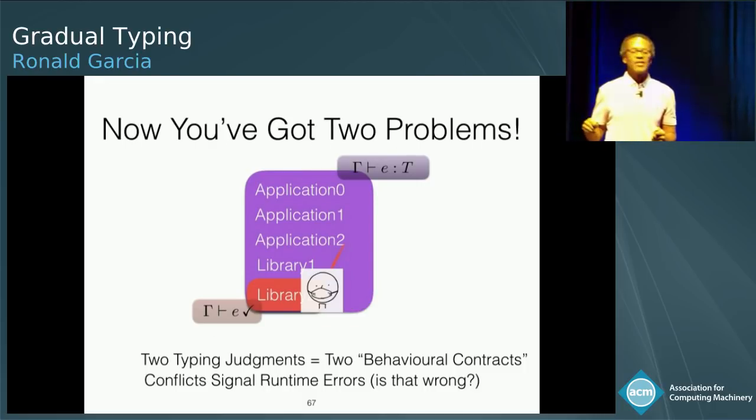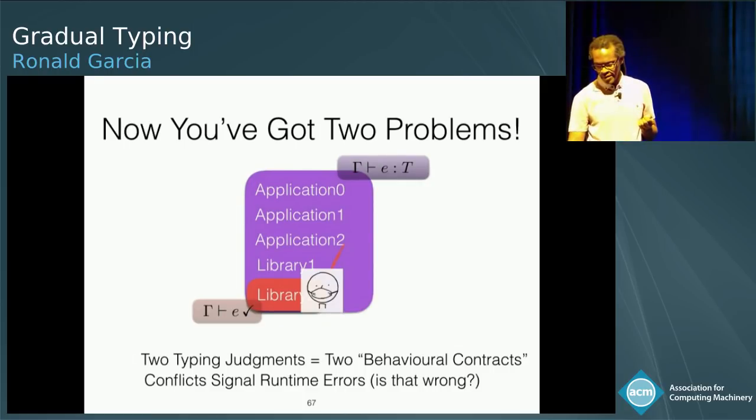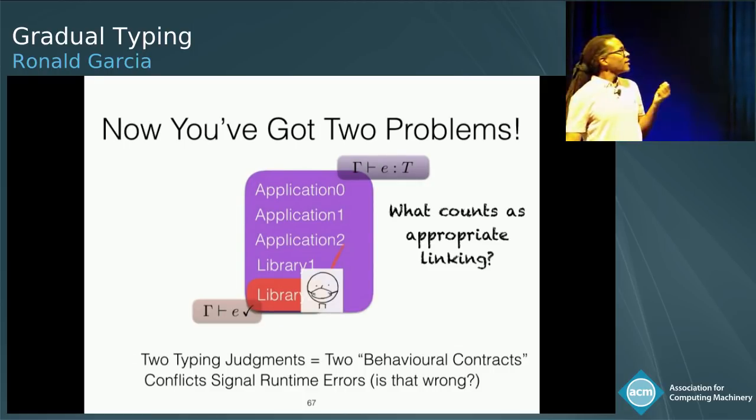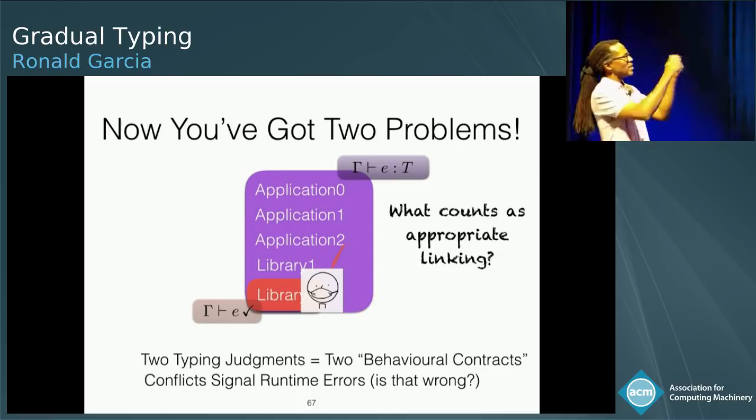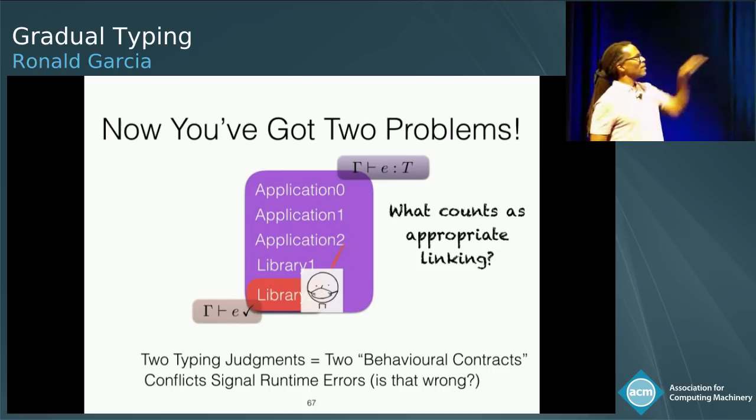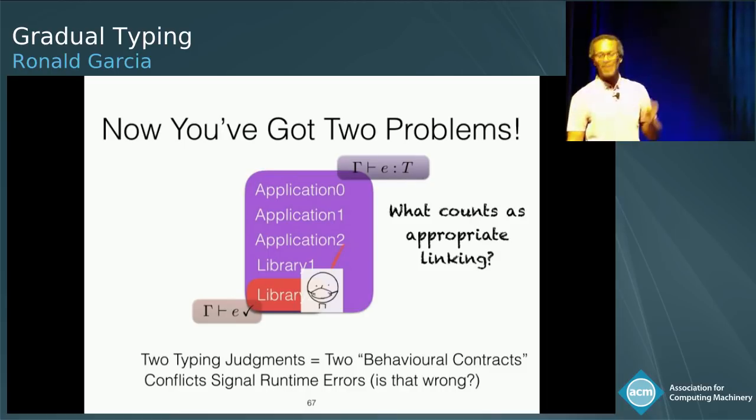And so the question then arises, I thought you said well-typed programs don't go wrong. Is having this runtime error an instance of going wrong? And there's this question of what counts as appropriate linking in between these two things. I have to figure out what's behind the mask, or really I don't care about what's behind the mask. I want to know what is the mask.